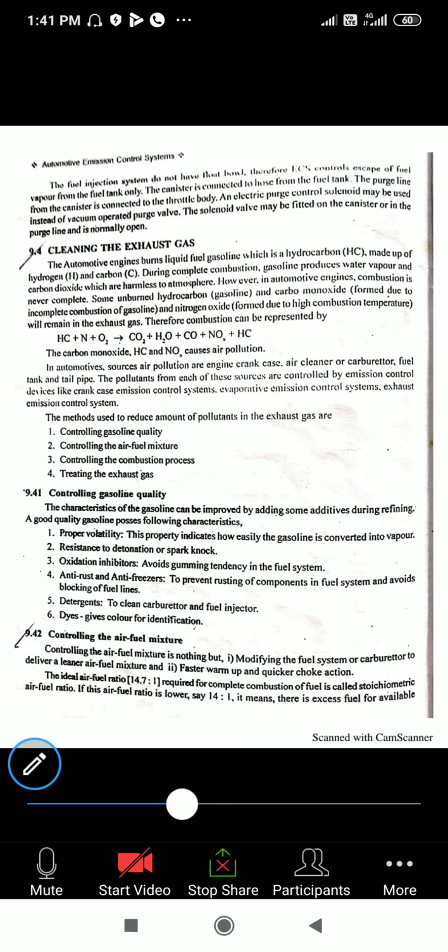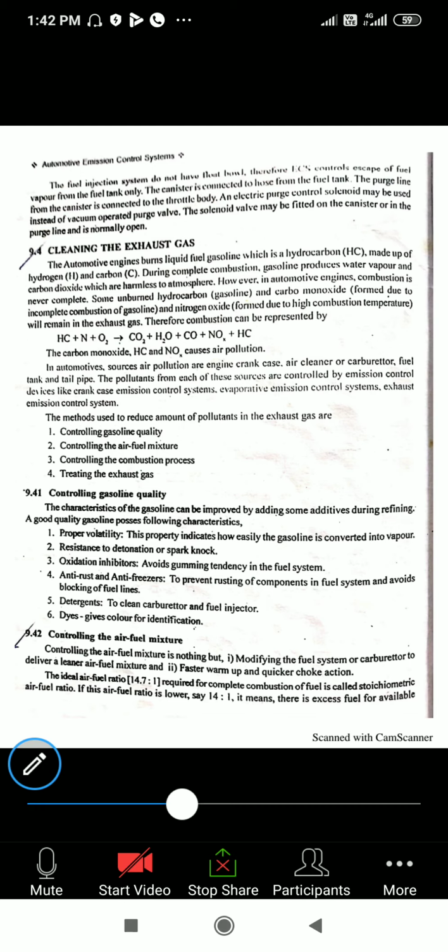Controlling gasoline qualities. So whatever gas is released after burning in the engine has to be controlled, and that quantity has to be reduced. Dyes and detergents to clean the carburetors and the fuel. So these are some characteristics and methods used for that. Now next we will see controlling the air fuel mixture.